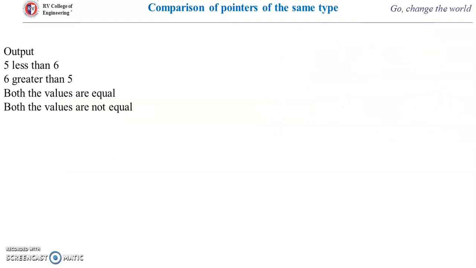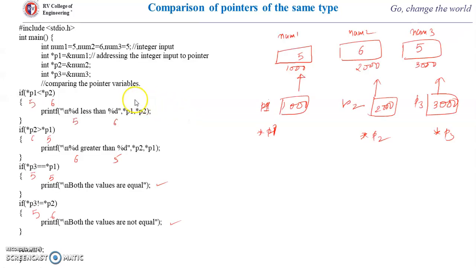So this will be the output. First, 5 less than 6; second, 6 greater than 5; both the values are equal; and both the values are not equal. You can see here 5 less than 6, 6 greater than 5, both the values are equal, both the values are not equal. So this will be the output of the following program. Hope you have understood the concept of comparison of pointers of the same type. Thanks for watching.